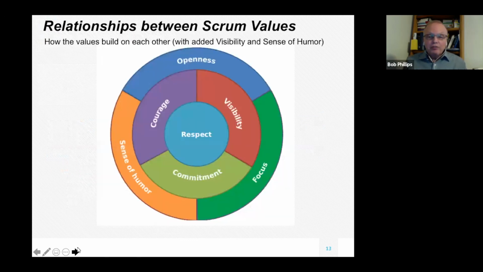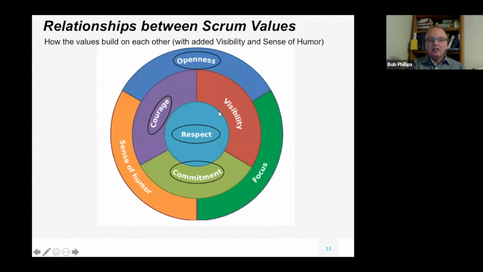So I just took you through the 5 Scrum values, and I found this very interesting slide on the internet, and this kind of helps tie it all together. Because if you notice, respect sits dead center. Pretty much it all starts with respect, where the team has to be able to respect each other. And this particular diagram added visibility and sense of humor. I didn't create this, but it does make sense, though those are not Scrum values. Outside of respect, you have courage, and then you have commitment. So basically you have a courageous team and a committed team surrounding respect.